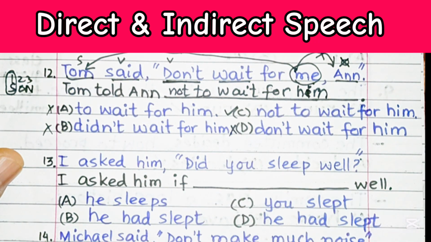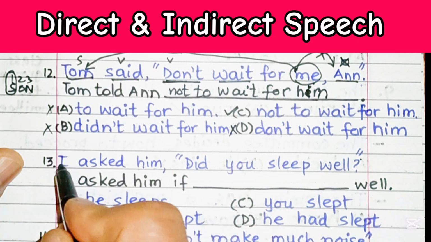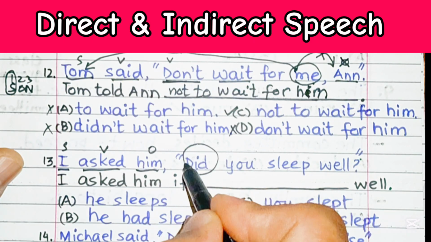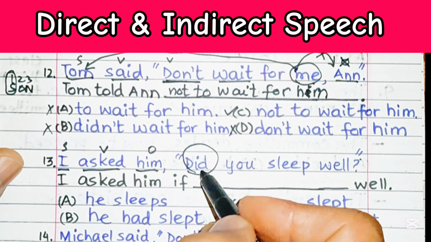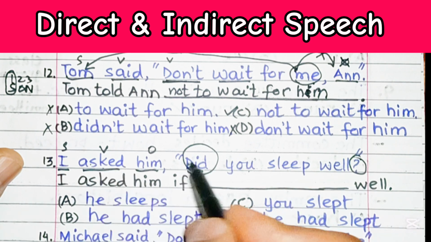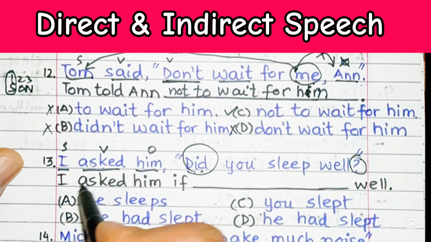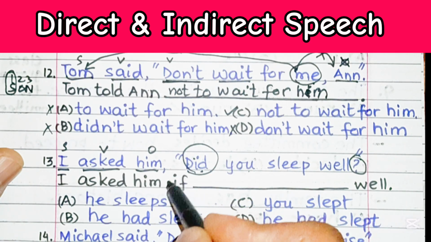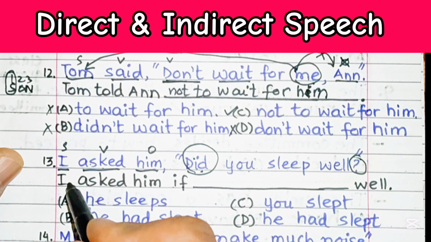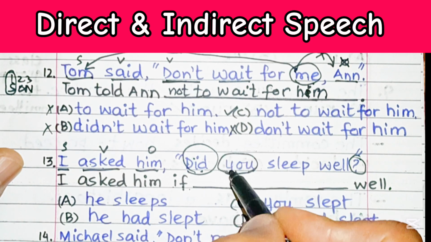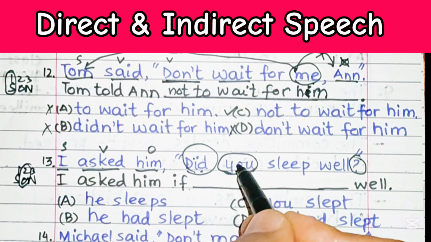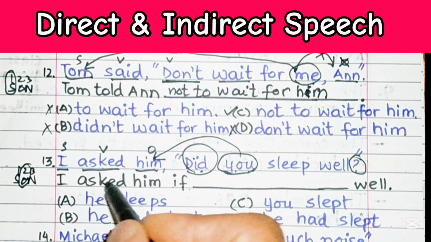This is also incorrect. I asked him, did you sleep well? Over here I is the subject, ask is the verb in past, and him is the object. Did is a helping verb that starts a question, did you sleep well? Both of them are in past, so we have to convert it into past perfect. I asked him if. We know that to join a question that is being asked with the helping verb, we have to put if. I asked him if, and then you is second person, and as per the SON pattern 1 2 3, second person gets changed with the object, so you is to be changed with him.